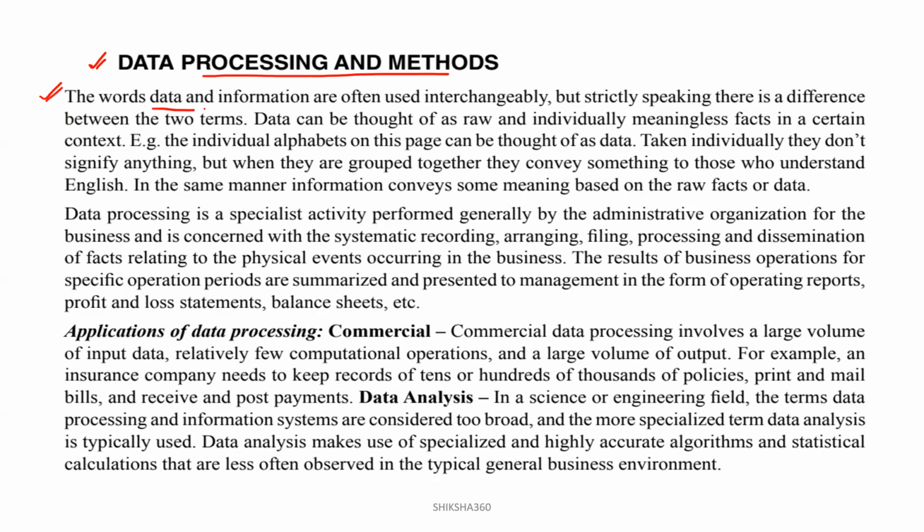The words data and information, we have already discussed, are different words. The words data and information are often used interchangeably, but strictly speaking, there is a difference between the two terms. Data can be thought of as raw and individually meaningless facts. For example, we can write Raman, eat, food. If we make it into a sentence, it becomes meaningful, and that is considered information.